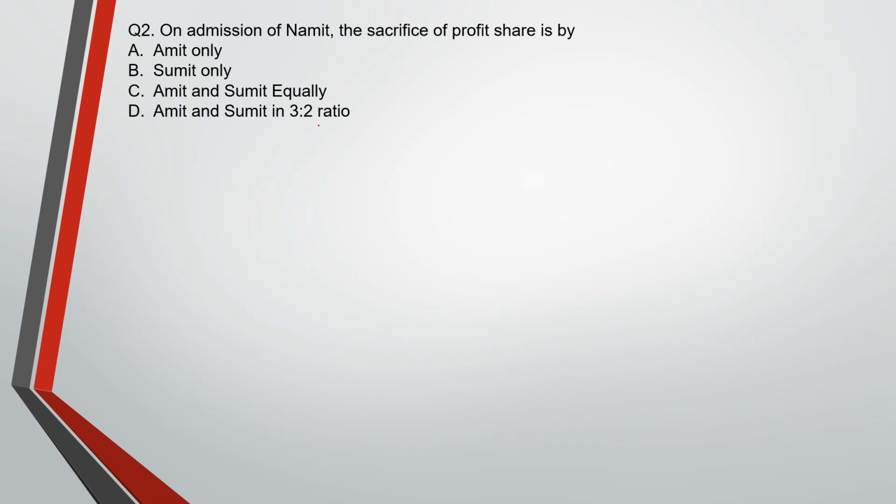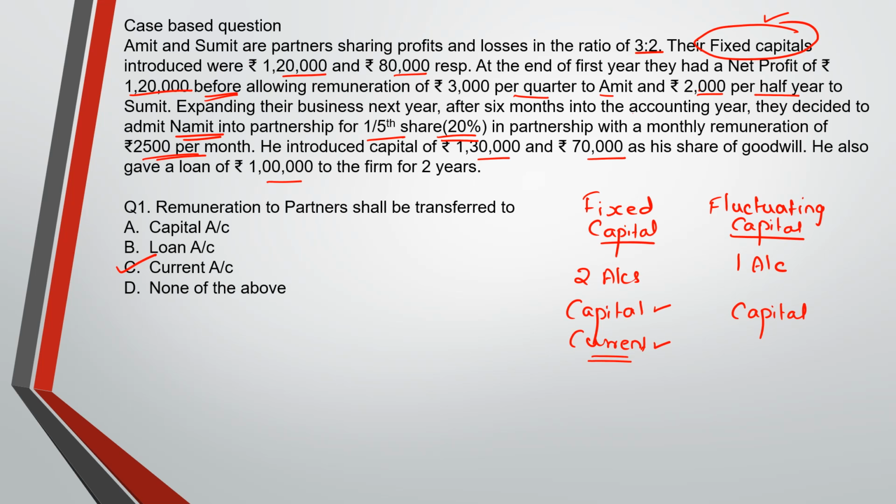So now don't directly jump into calculating the sacrificing ratio. Look at the options. They have not given it in the form of fractions, 1 by 5, 2 by 5, nothing has been given. So don't jump to calculation. They're asking who is sacrificing, who is gaining. So for that purpose, what are we supposed to do? We know that whatever we calculate as sacrificing ratio, it is old profit share minus new profit share. So let us look at the question.